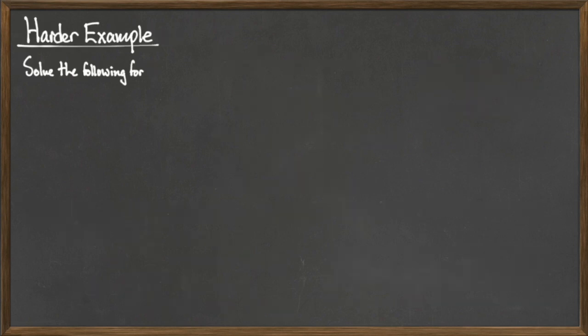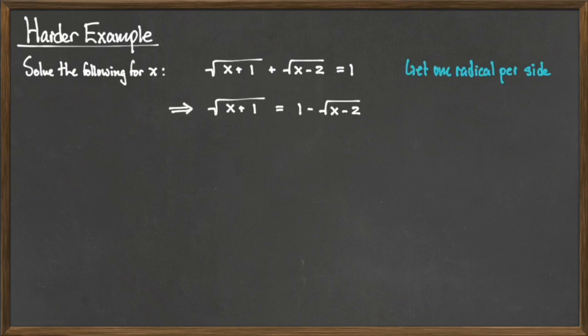For our last example, let's consider something a little bit more challenging. I have the square root of x plus 1 plus the square root of x minus 2 equals 1. If this was a rational equation, I could combine a constant 1 with a fraction, but you can't really do that when you have radicals. The first thing I'm going to do is at least move things around so that I have one radical per side. I'm going to write this as the square root of x plus 1 equals 1 minus the square root of x minus 2. It's a good posture to have one radical per side of the equation.